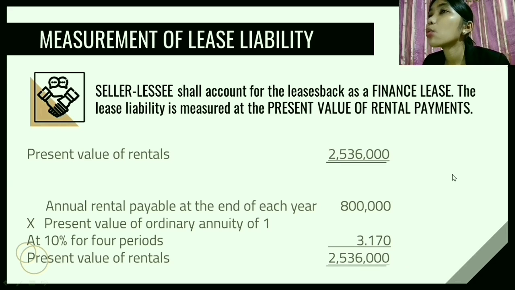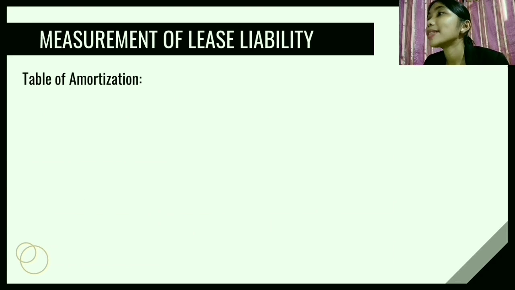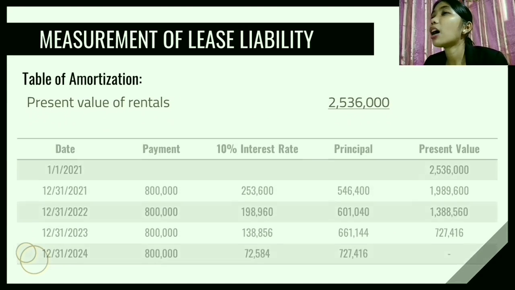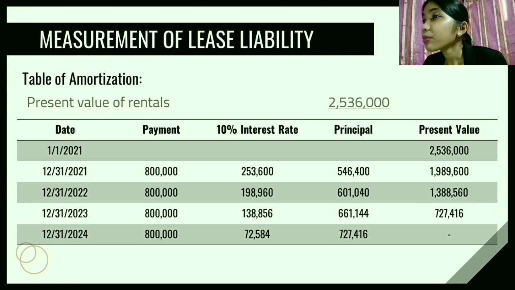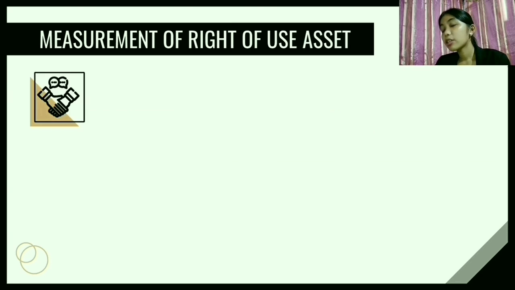So, paano naman po yung subsequent measurement ng ating lease liability? Ito po ay minimeasure through amortization. So, here, in this table, makikita niyo po yung amortization ng ating present value of rentals from each year hanggang sa ating 2024. So, ayan po, ang ating present value ay naging from 2,536,000 pesos, naging 1,989,600 pesos, and etc.